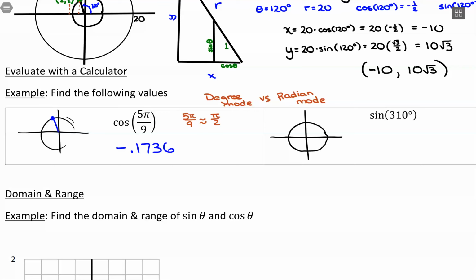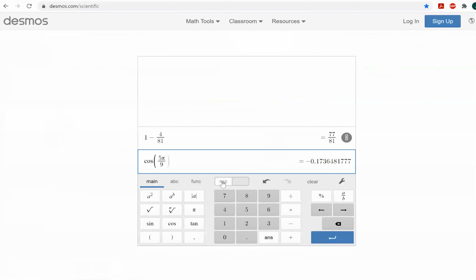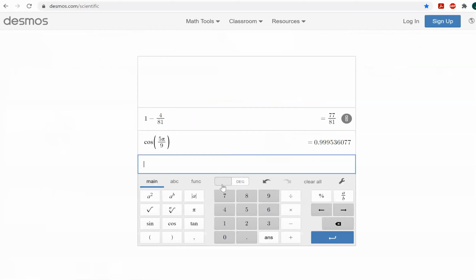Sine of 310 degrees, well, that's about 40 degrees larger than 270. So I'm thinking we're about here-ish, and we're getting the y-coordinate, so I'm going to expect a negative value out of this. Let's go to our calculator. I need to switch over to degree mode. And then we're taking sine of 310. And that's a negative 0.766.